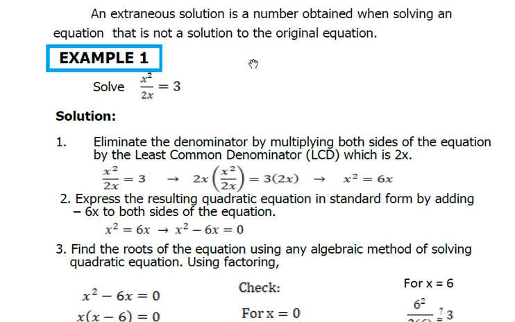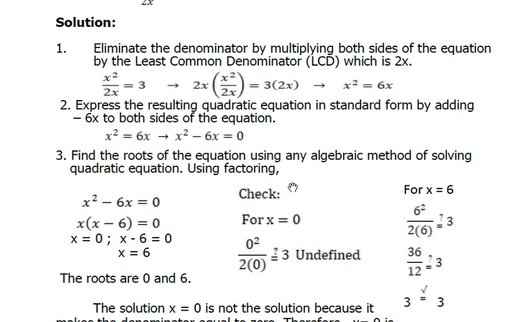There might be some point in your solution or in the process of solving any type of quadratic equations that an extraneous solution exists. Now, an extraneous solution is a number obtained when solving an equation that is not a solution to the original equation.